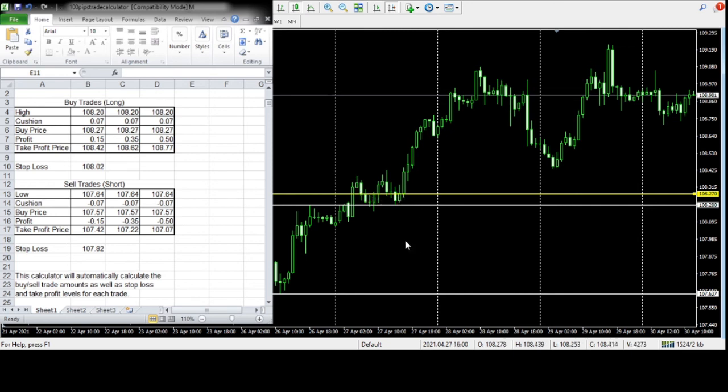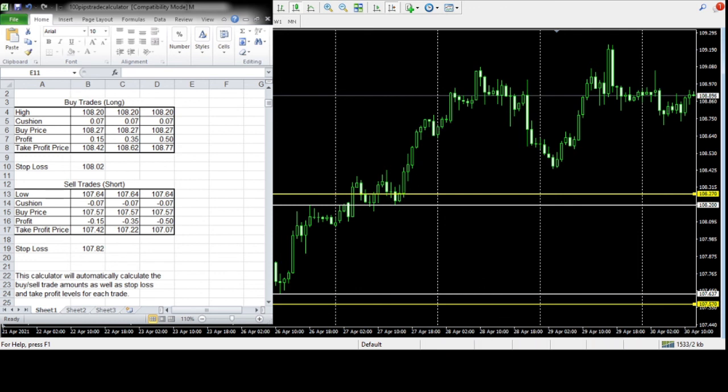Then the sell stop price, don't mind, they just buy, so it's going to be sell 107.57. You can see this sell order. So on the 27th, the market went to buy, right?